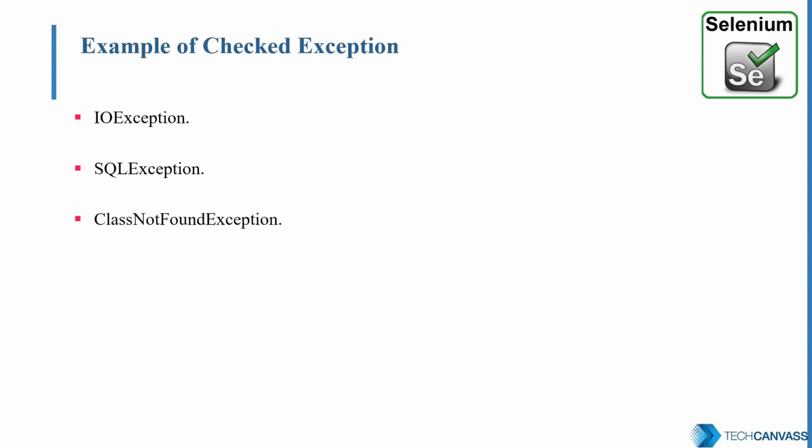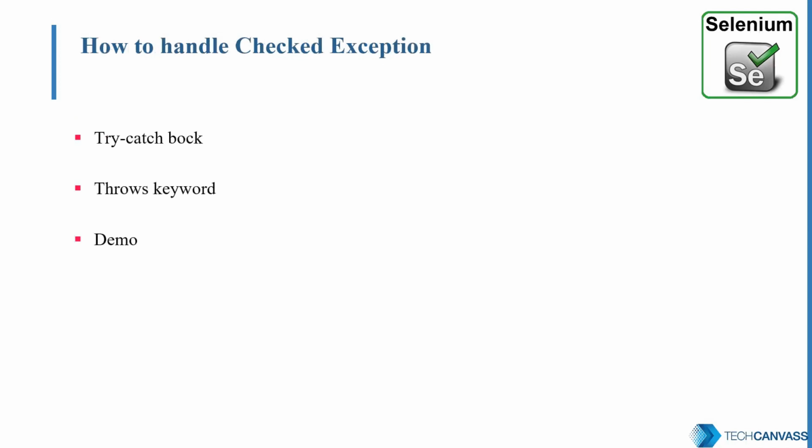Let's see some common examples of checked exceptions, like IO exception, SQL exceptions, class not found exceptions, etc. There are ways to handle the checked exceptions. First, apply a try-catch block in your program. Second, declare the checked exception using the throws keyword. We will have a small demo to understand how the checked exceptions occur and how we can handle them.